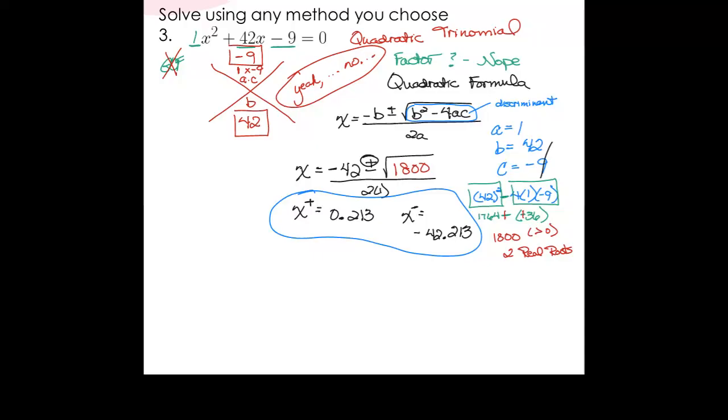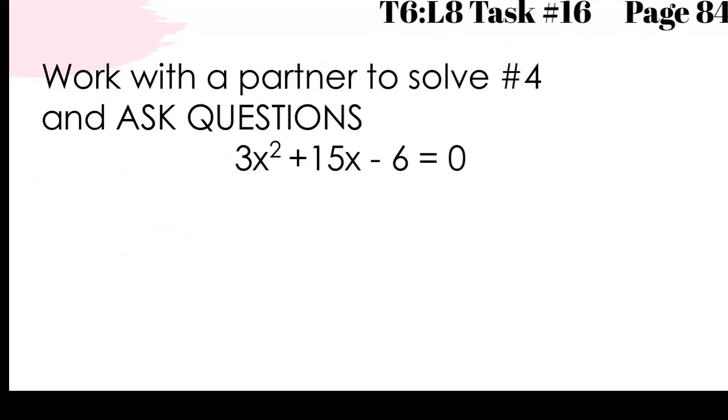All right, let's take a look at number 4. Number 4 says, work with a partner to solve number 4. What's my time looking like? 54. We got about 9 minutes. Work with a partner to solve number 4 and ask questions.